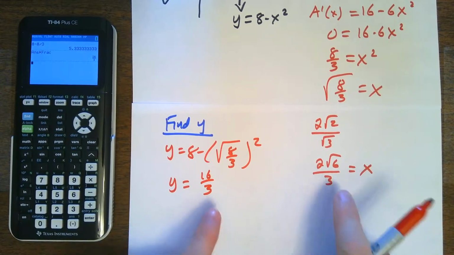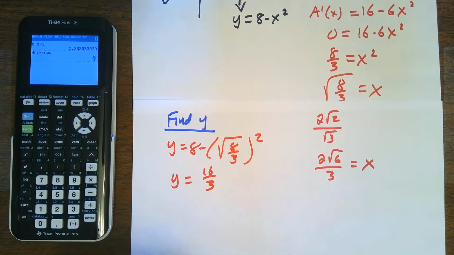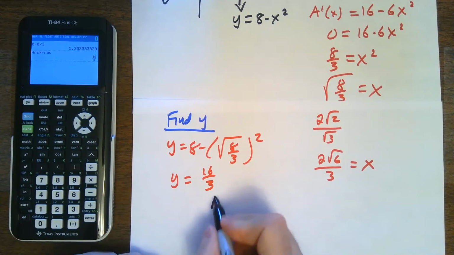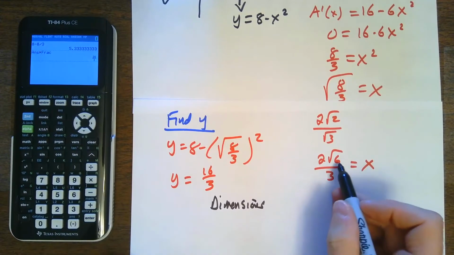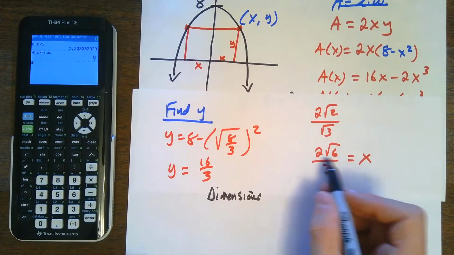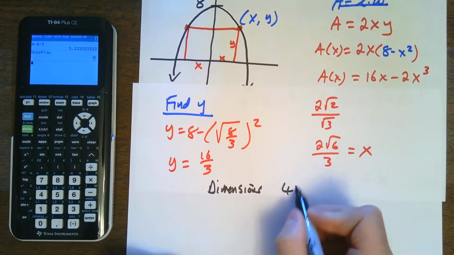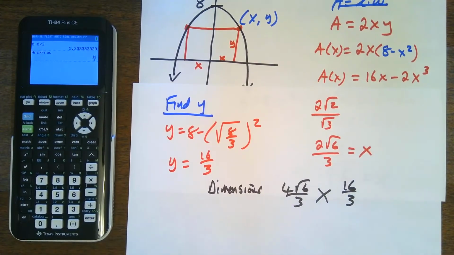All right, so it doesn't say find the coordinates of the point. It says find the dimensions. So the dimensions, here comes the answer, are going to be 2 times that, because remember, that's the x value right here. It's going to be double that. So 2 times that would be 4 root 6 over 3 by 16 thirds. That would be the actual dimensions of the largest rectangle that can be inscribed under that curve using the x-axis.